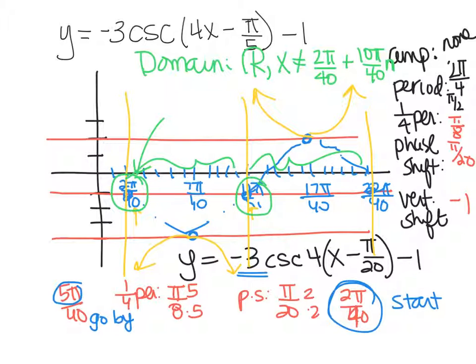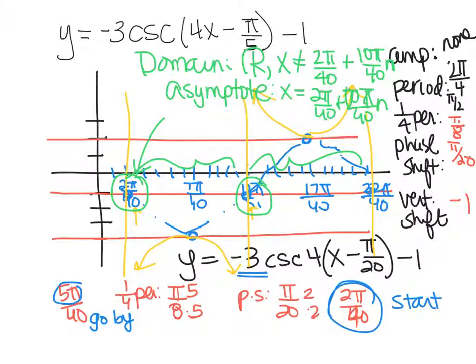So now for the asymptote equation, it's exactly the same, except that you don't use all reals and you just say x equals 2 pi over 40 plus 10 pi over 40 n, because that is the actual asymptote equation. And that's how you do it.